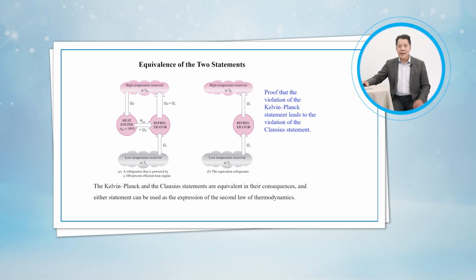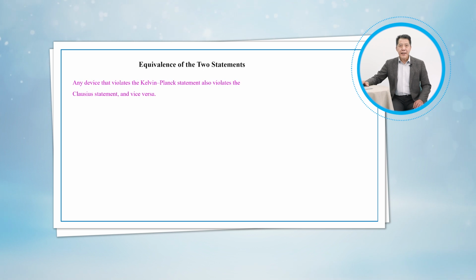The Kelvin-Planck and the Clausius statements are equivalent in their consequence, and either statement can be used as the expression of the second law of thermodynamics. Any device that violates the Kelvin-Planck statement also violates the Clausius statement, and vice versa.